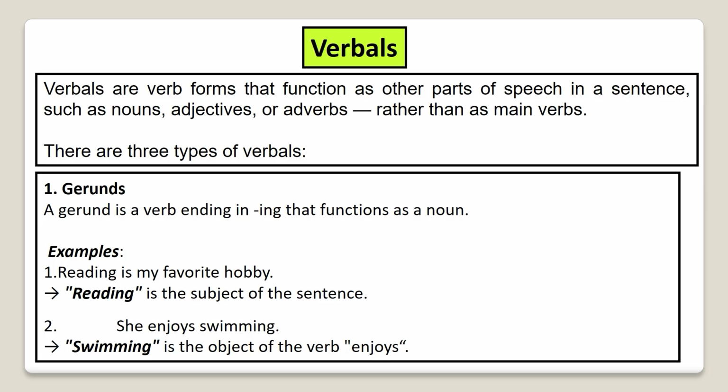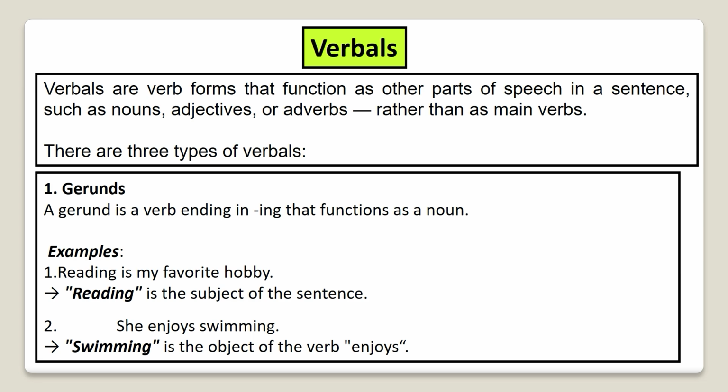She enjoys swimming. It means swimming is the object of the verb enjoys. She enjoys swimming. So that means swimming is the object of the verb enjoys. So this is the example of a gerund verbal.